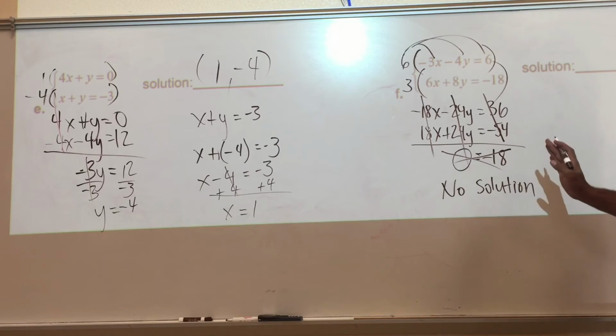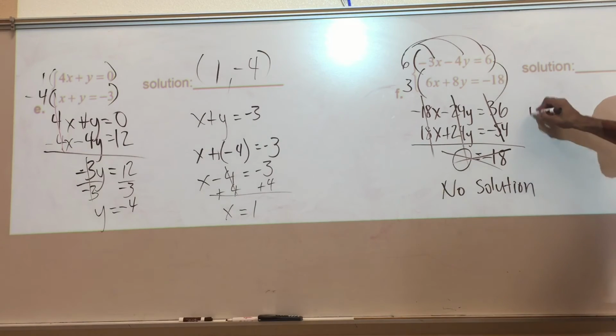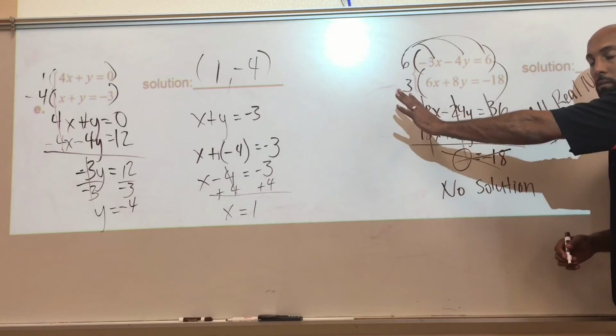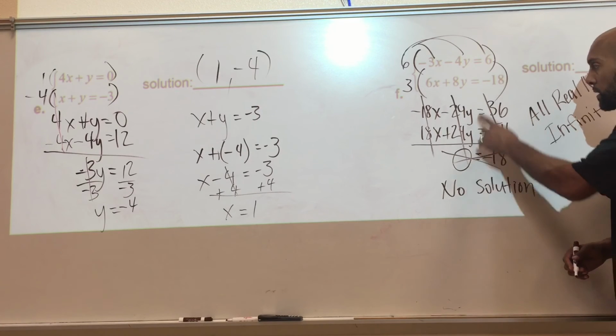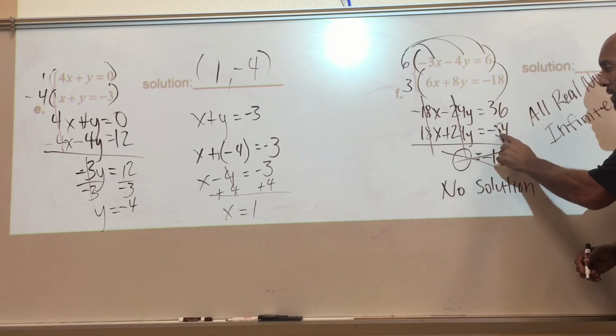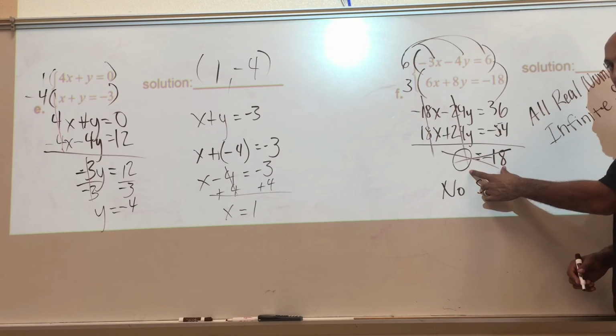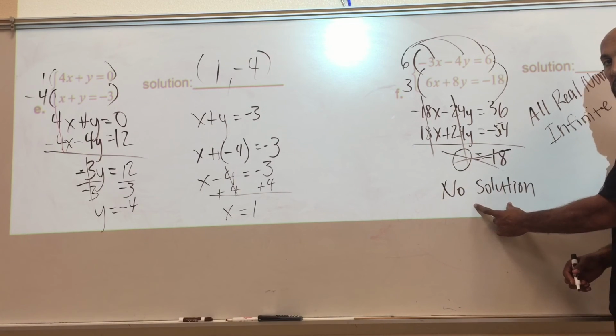Okay? Now remember, let's just say that these did cancel, that they're opposites. If all of them cancel, then it's all real numbers. Or you could say infinite solutions. Okay? But that's only if all of them cancel. But in this case that we did, only the x and the y cancel, and we got this statement which isn't even true, so we know it's no solution.